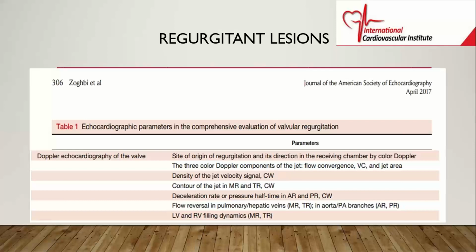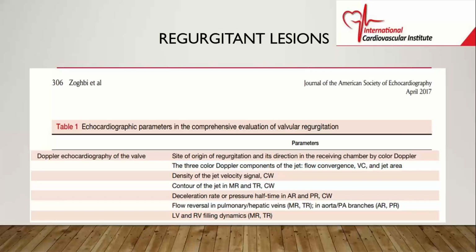The things that you're going to look at in the color flow Doppler are the flow convergence, the vena contracta, and the jet area. We're going to go over those things because the vena contracta is probably the most accurate data in terms of determining severity. For those people who take an exam, that's an exam question. The vena contracta is extremely accurate, so you have to know how to measure it, and you have to know the cutoff values.